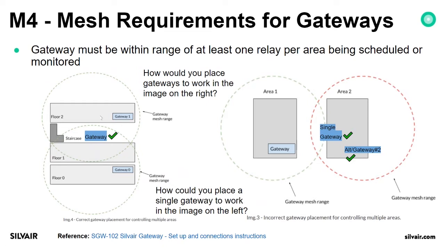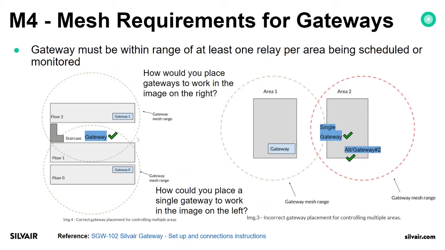So here on the left, you can see there is a third gateway on the staircase. This is vertical positioning. So you can see how to improve actual connectivity and improve the network.